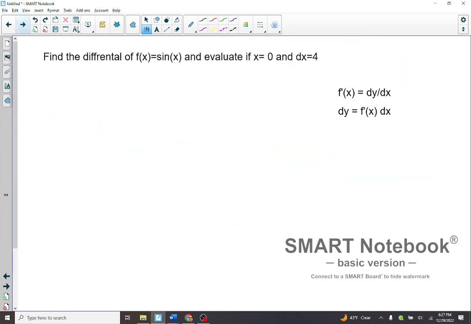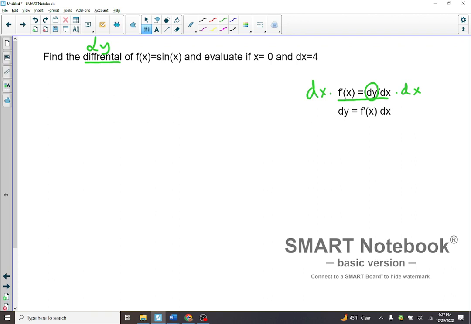All right, last one. Find the differential of f of x equals sine of x and evaluate if x is 0 and dx is 4. So in this case, f prime is the same thing as dy dx. So if I'm looking for the differential, that means I just want the dy by itself. So since I want that dy by itself, all I would do is multiply dx on both sides. So dy equals f prime of x dx, which means you're doing the normal derivatives you already know how to do. You're just putting the dx on the other side.